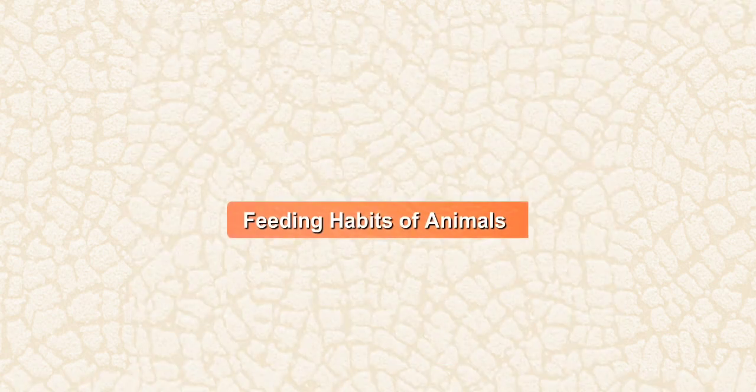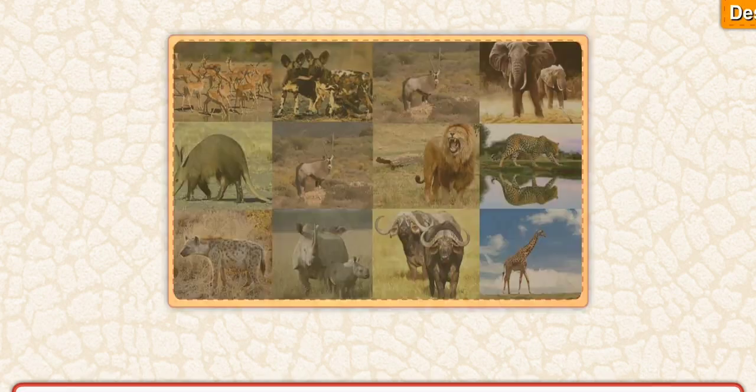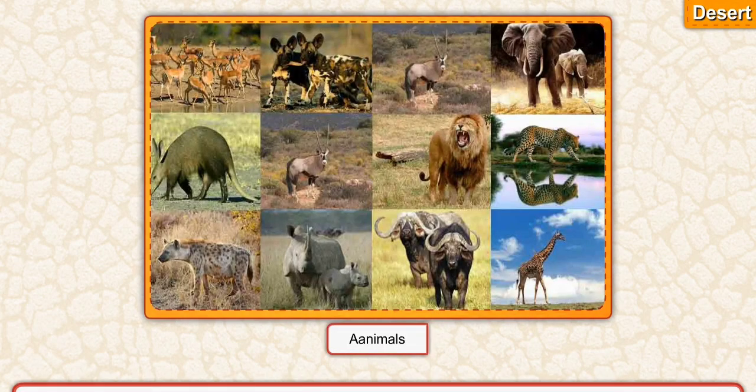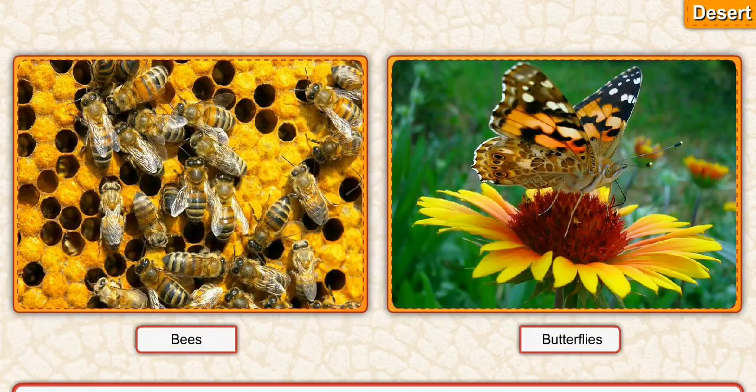Feeding habits of animals. Animals need food to grow and live. An animal's food habit and its mouth parts depend on the type of food it eats. Bees and butterflies suck nectar of flowers through a long and thin tube called proboscis.